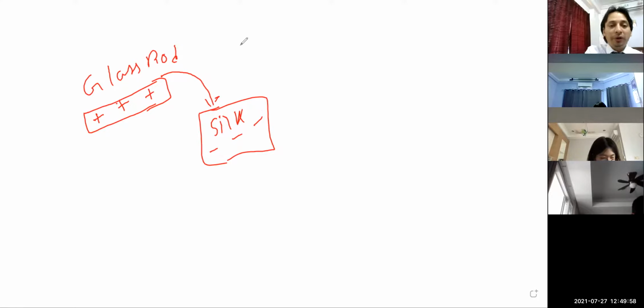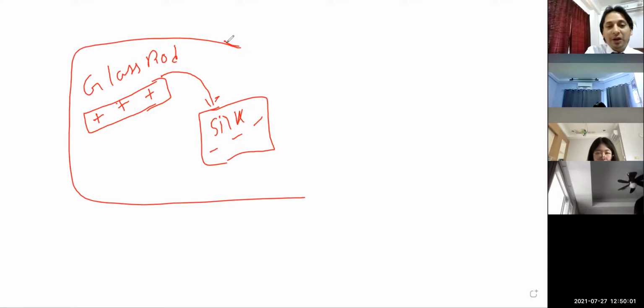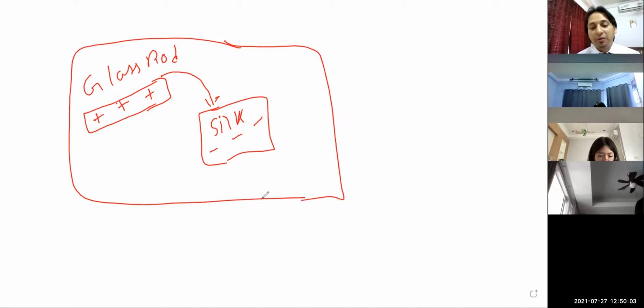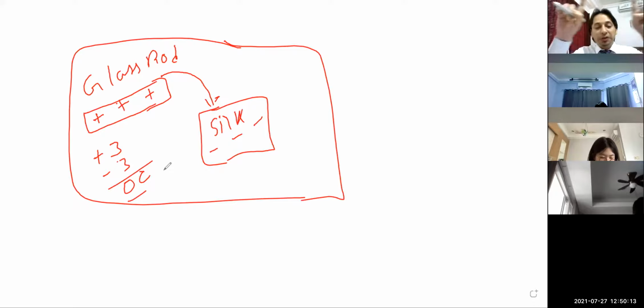Now as a whole, as a single isolated system, what is the total charge on this glass rod and silk pair? Again, you will find plus 3 and minus 3, which is equal to 0 coulomb. That is the total charge on this system before rubbing and after rubbing. Before rubbing, the total charge was 0 as a neutral, and it is still 0 as a system.